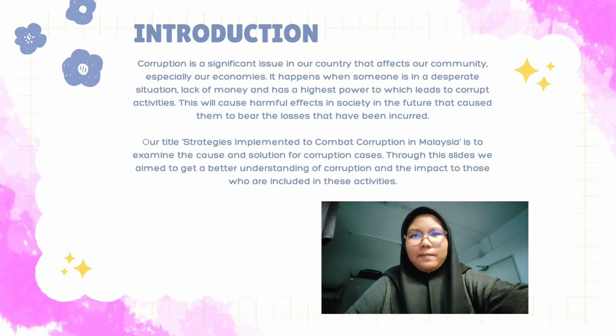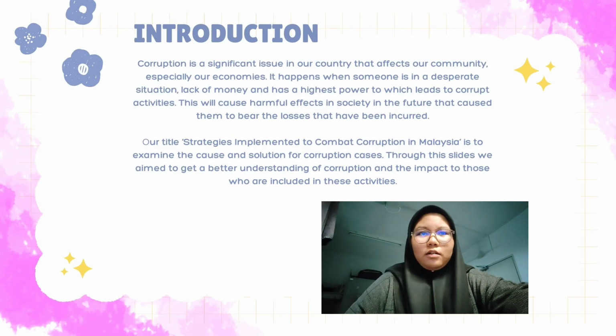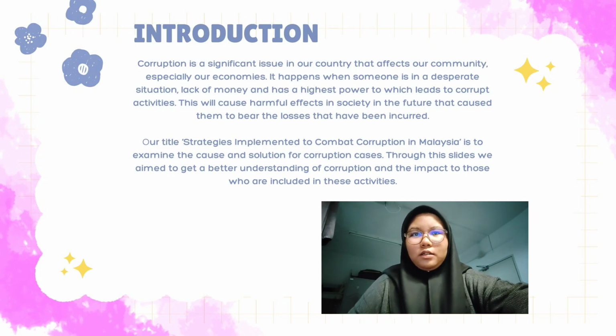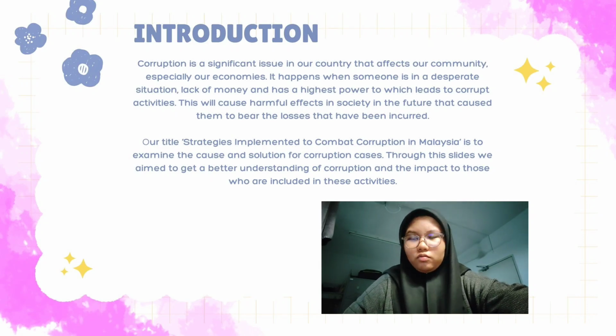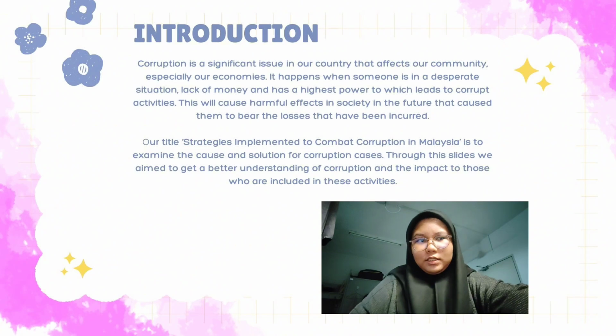have been incurred. Our title, Strategies Implemented to Combat Corruption in Malaysia, is to examine the cause and solution for corruption cases. Through these slides, we aim to get a better understanding of corruption and the impact on those who are included in these activities.